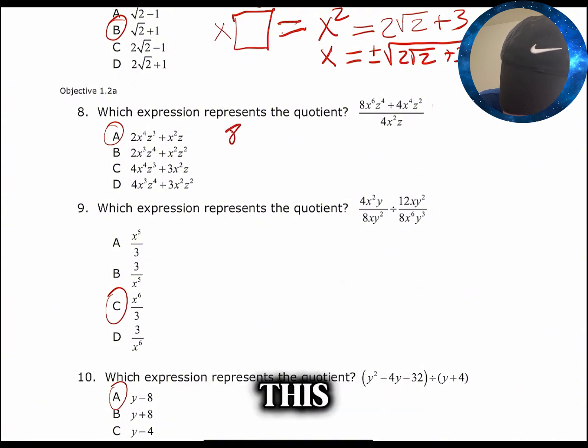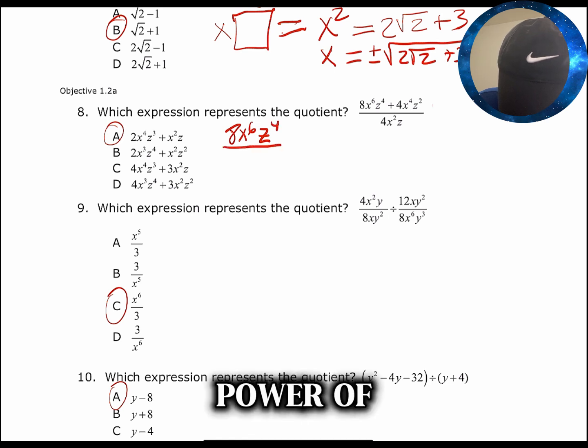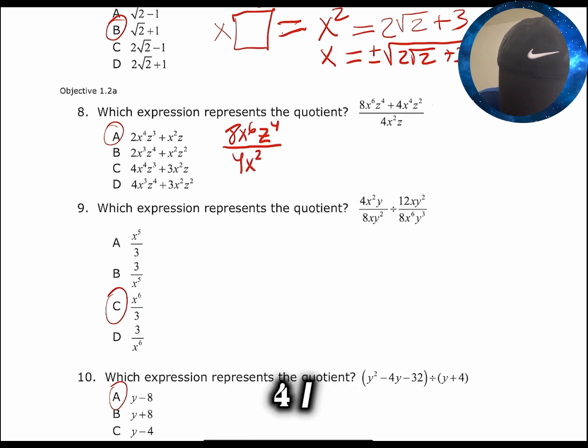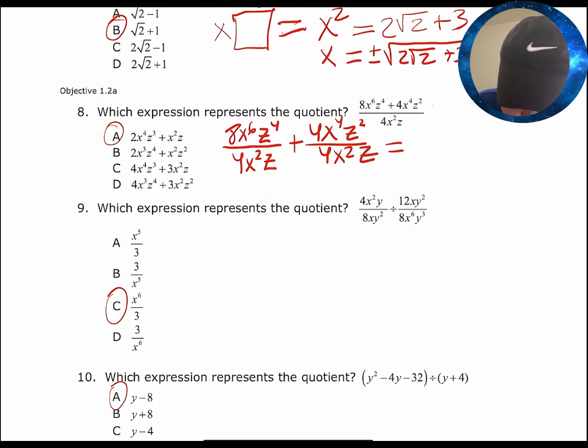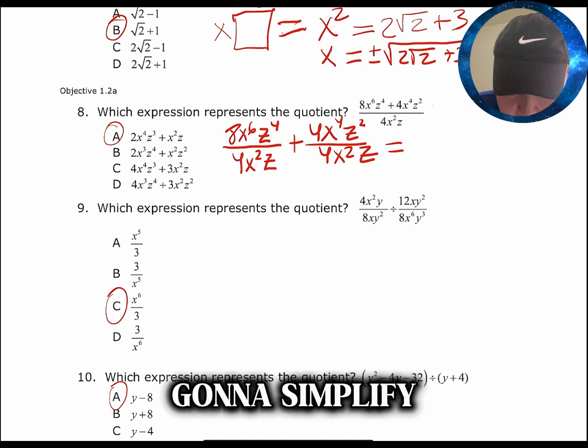Actually, I'm gonna split this. So we have 8x to the power of 6 times z to the power of 4 divided by 4x squared times z, plus 4x to the power of 4 z squared divided by 4x squared times z. And so we're just gonna simplify this.